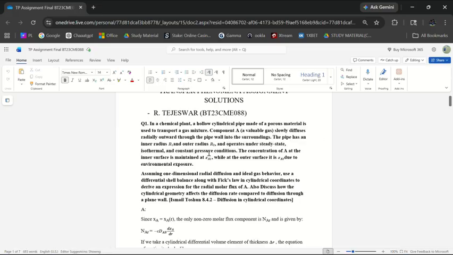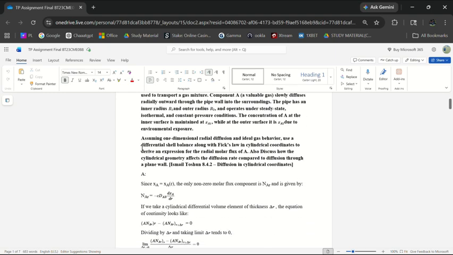The concentration of A at the inner surface is maintained at XA1, while at the outer surface it is XA2 due to environmental exposure. We assume one-dimensional radial diffusion only and ideal gas behavior, and we use a differential shell balance along with Fick's law of mass diffusion in cylindrical coordinates to derive an expression for the radial molar flux of A, which is our goal.